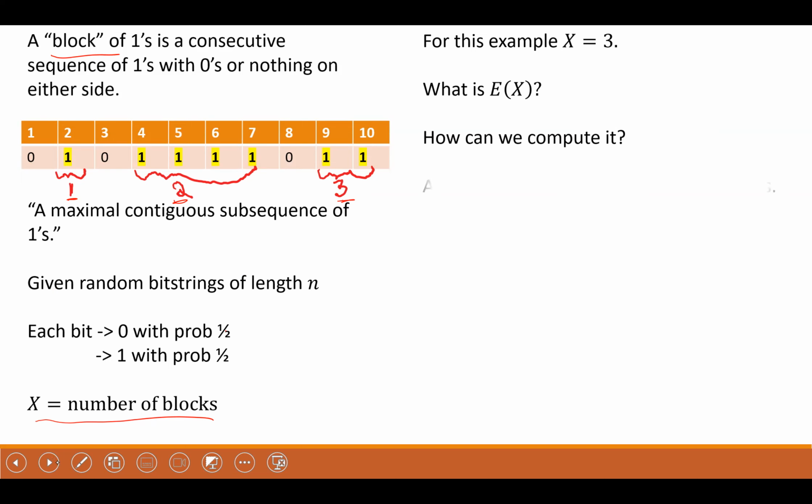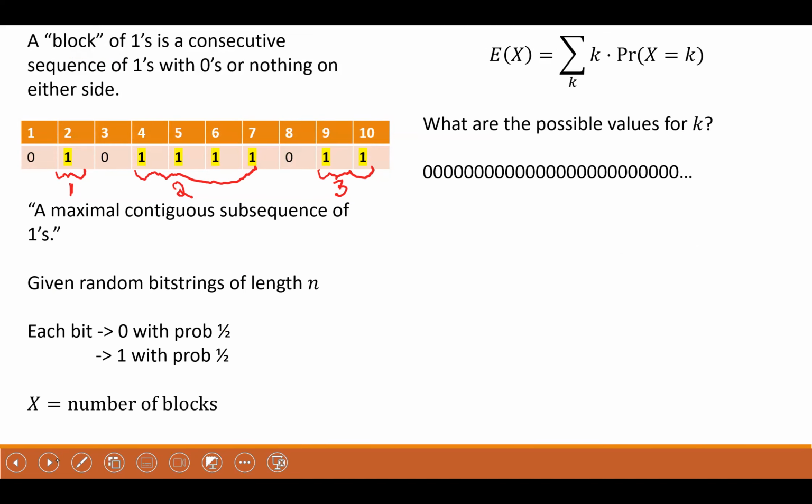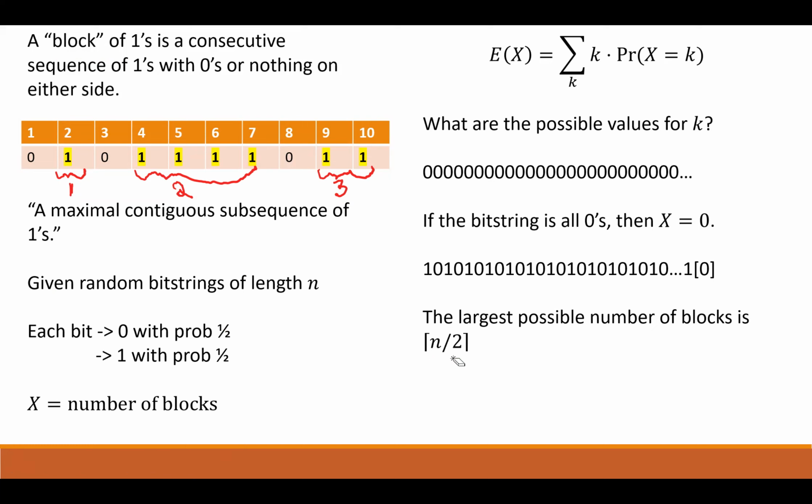So how can we compute it? Well, again, we could try the old-fashioned way, where we iterate over k times the probability that x is equal to k. We could try and use this, but let's take a look at what that might look like. All possible values of k. The fewest number of blocks is, of course, 0. I have no ones at all, so k is equal to 0. The most number of blocks I could have is if every second bit was a 1. So the largest possible number of blocks is the ceiling of n/2.